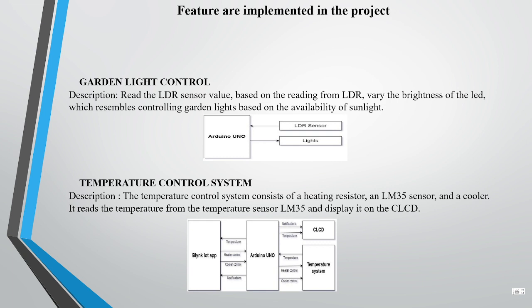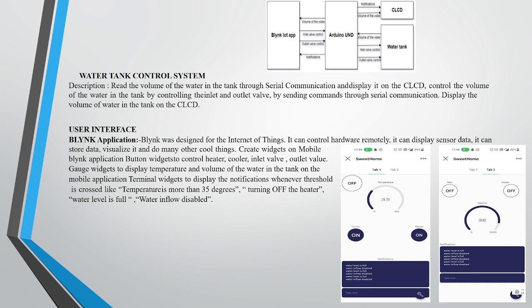The temperature control system consists of a heating resistor, an LM35 sensor, and a cooler. This is the block diagram of the temperature control system. Next, the water tank control system: read the volume of the water in the tank through serial communication and display it on the CLCD. Control the volume of the water in the tank by controlling the inlet and the outlet valve.